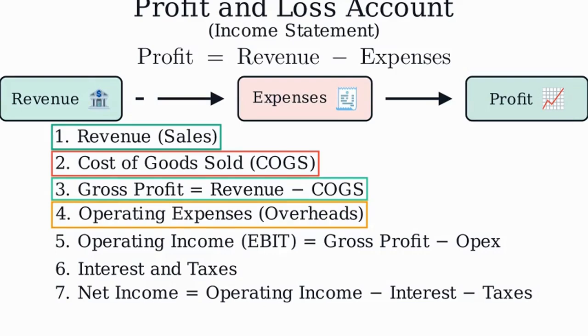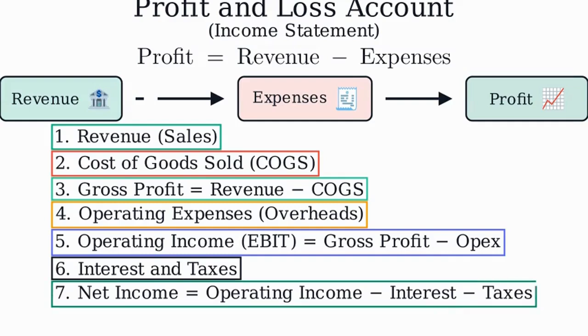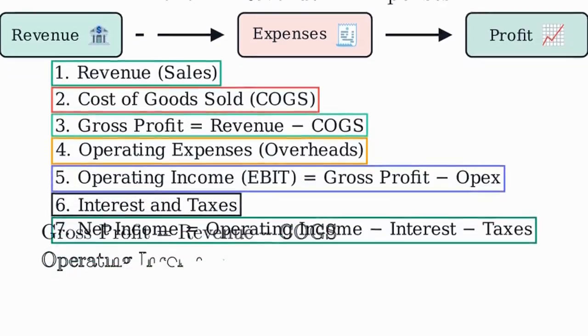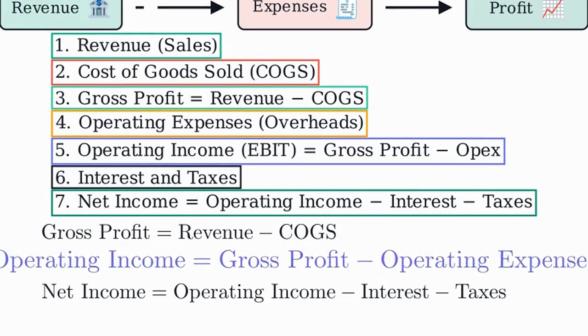4. Operating expenses, sometimes called overhead, include items like salaries, rent, utilities, and marketing. 5. Operating income, also called earnings before interest and taxes, equals gross profit minus operating expenses. 6. Interest and taxes are then subtracted. 7. The bottom line is net income, operating income minus interest minus taxes.